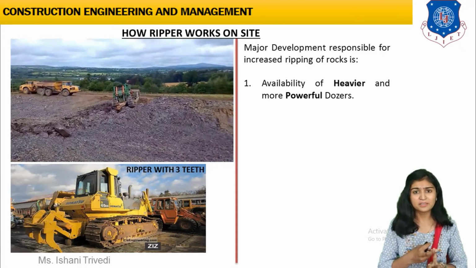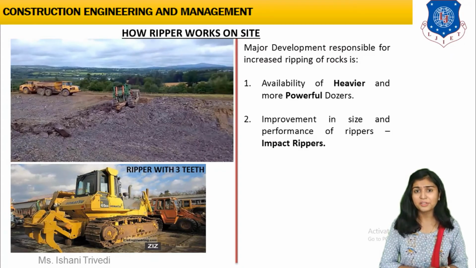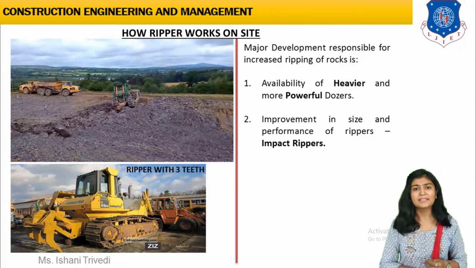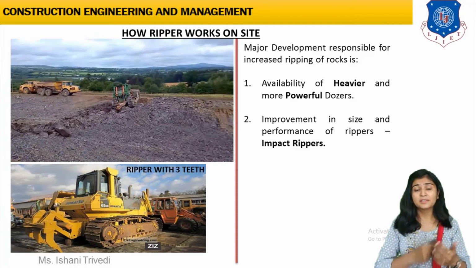Heavier duty vehicles we are manufacturing now. So I think these points you are also able to write down on your own, but let us see what it says. It says availability of heavy and powerful dozers. This is an obvious thing. Heavy duty equipment is being manufactured more and more. Improvement in size and performance of rippers, right? There are also many types of rippers.